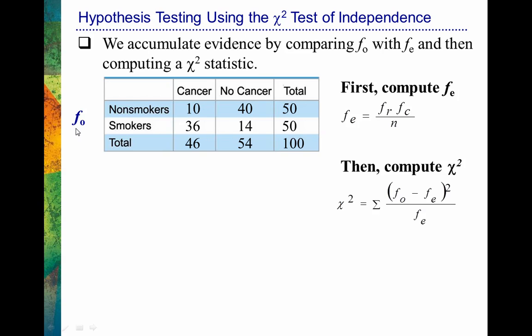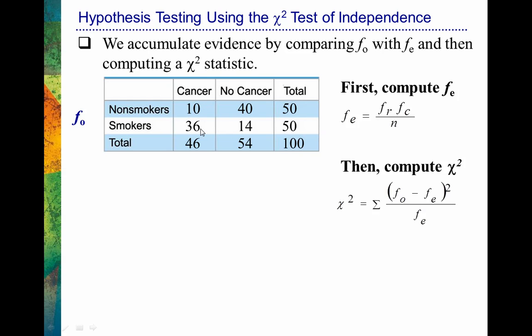These are our observed frequencies, the actual frequencies based on the study that we conducted, based on the data that we collected. So here you see an F representing frequencies with a little sub O for observed. These are the observed frequencies. So again, we're finding that there were 50 non-smokers and 50 smokers. But let's just take a look at this for a second. Here it's showing that 10 of the non-smokers had cancer out of the 50, but 36 of the smokers out of the 50 had cancer. So that's the actual data that we're finding.